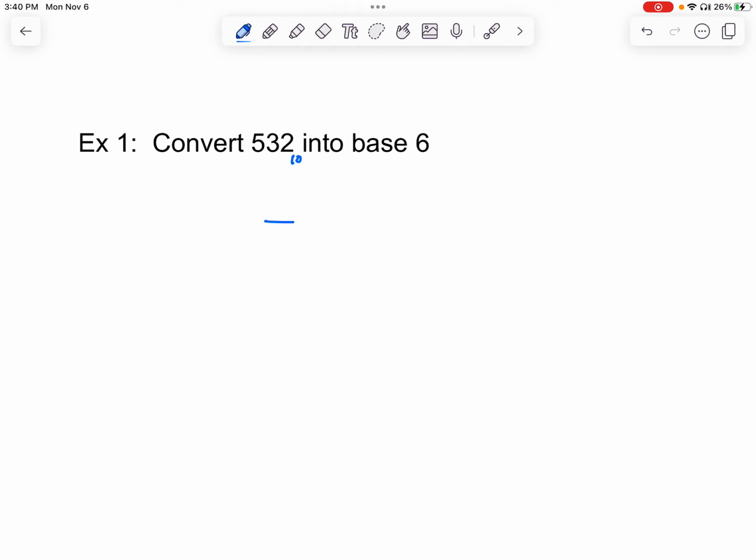The fundamental way of doing this is to figure out the greatest power of 6 that we can divide into 532. If we think about our powers of 6, first we have 6 to the 0, which is 1. We have 6 to the first, 6, 6 squared, 36, 6 to the third, which is 216. If I were to multiply that by 6 one more time, even without knowing what it is, I know that it's going to be bigger than 532. So I know that at most I'm going to have a 4-digit number.